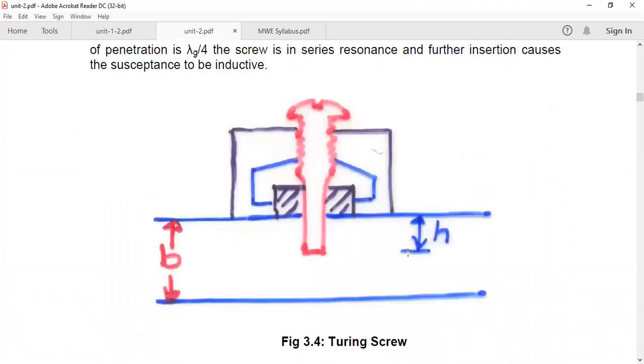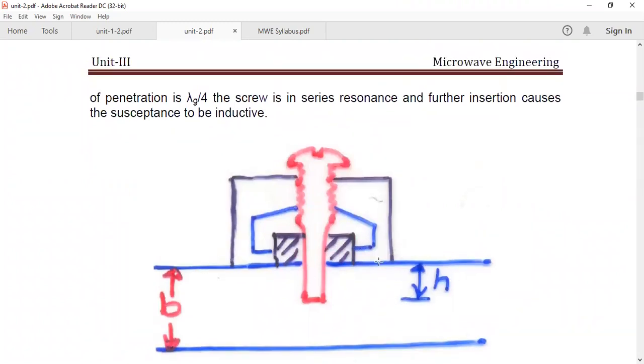So this is the side view of that one. Up to one level, it will exhibit a capacitance effect. After that, lambda g by 4 is the threshold. If the penetration height in the hollow structure is less than lambda g by 4, it will exhibit the capacitance effect. If it is more than lambda g by 4, it exhibits what is called the inductance effect.